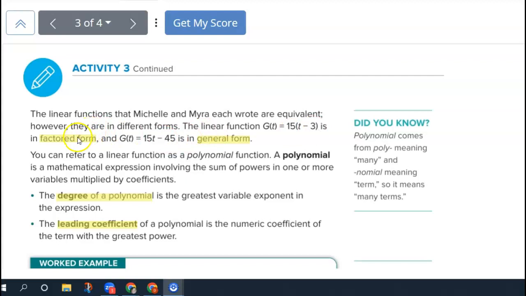That's called factored form, when you've divided out or factored out the term that these terms had in common. So this is called factored form because a term has been factored out, this 15 in this case. This form is called general form.